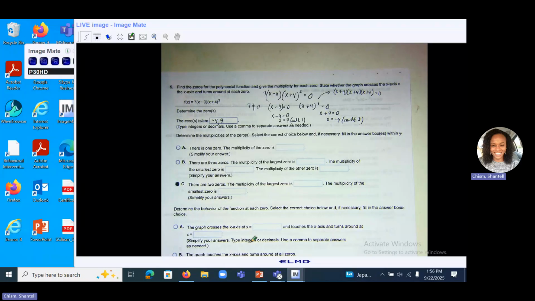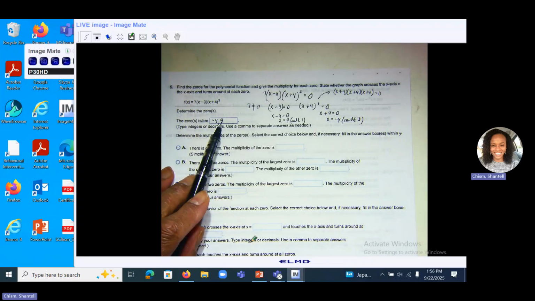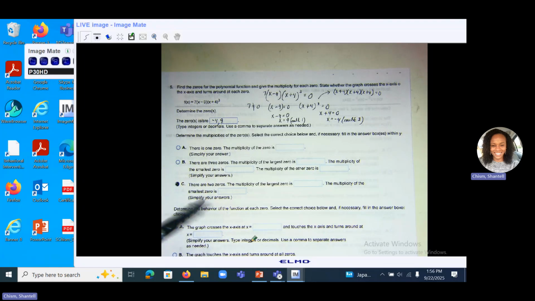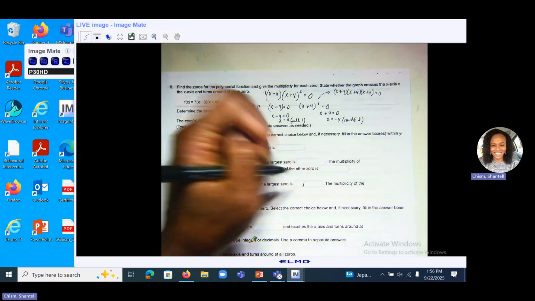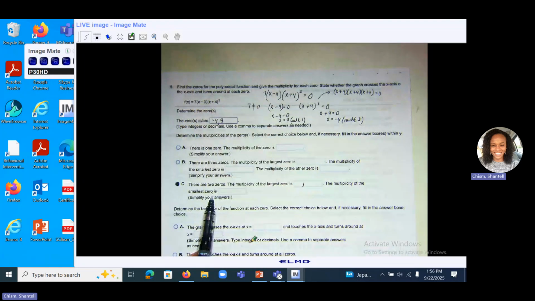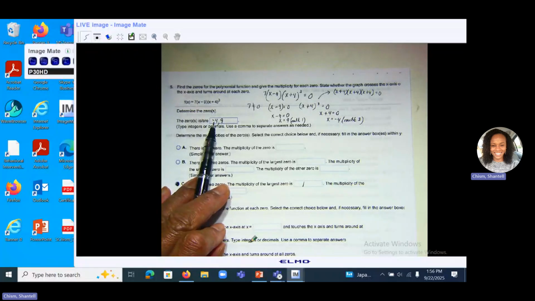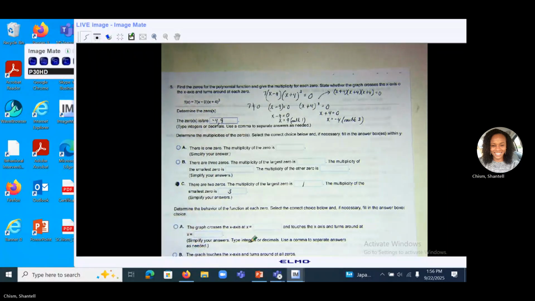The multiplicity of the largest zero is 1. The largest zero is 9. It has a multiplicity of 1. And the multiplicity of the smallest zero is 3. The smallest zero is negative 4, and it has a multiplicity of 3. Okay?